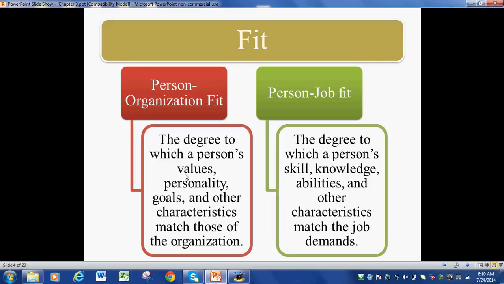and possibly move on to another company. Person-job fit. So not only are you a good fit for the company, are you a good fit for the actual job that you're doing. The degree to which a person's skill, knowledge, abilities, and other characteristics match the job demands.